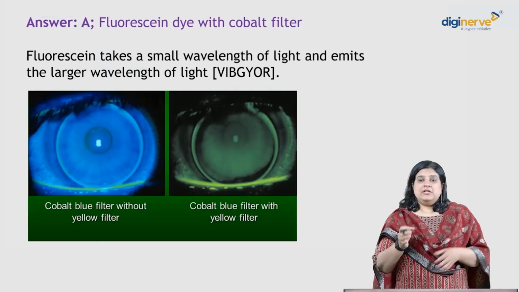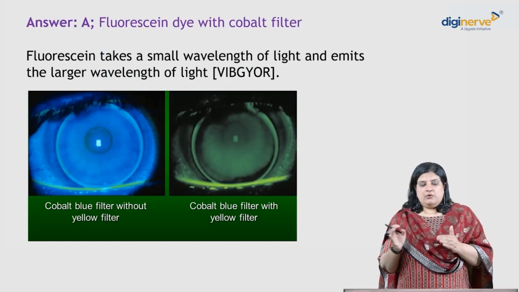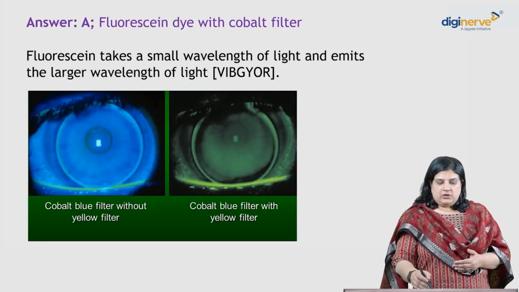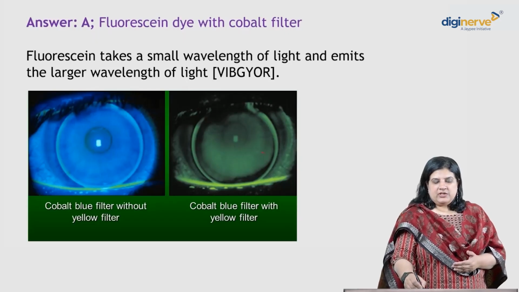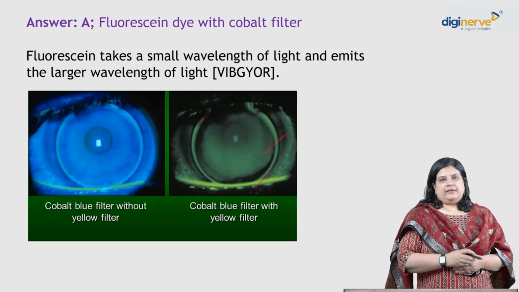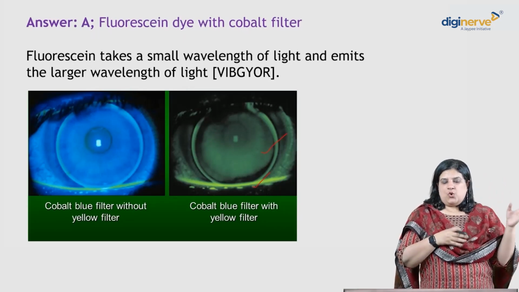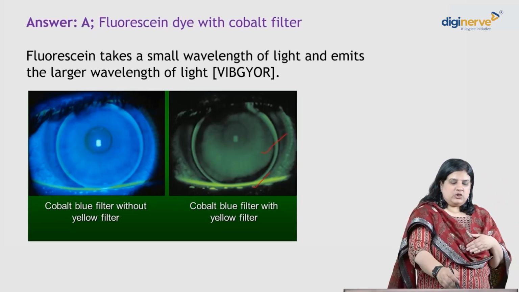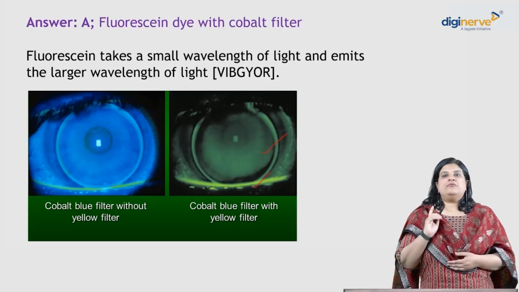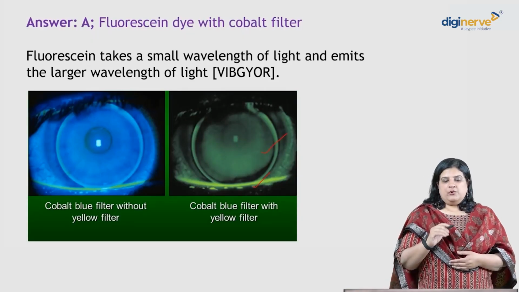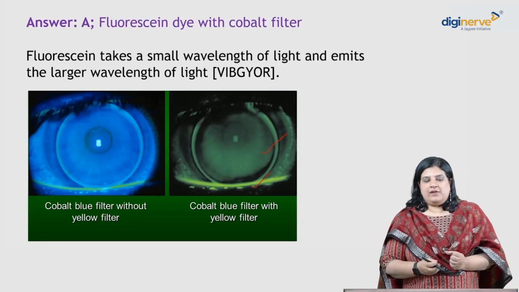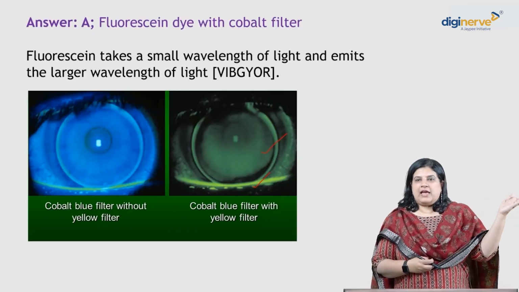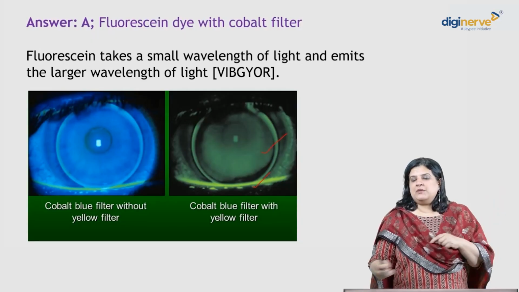You can also have the same scenario using a yellow filter. So this is a cobalt blue filter on top of which a yellow filter has been put, and you can see that here the image that you will see is green and green. So if you have two greens, it is cobalt blue filter with yellow filter, and if it is just blue, then it is cobalt blue filter without the yellow filter using the fluorescein dye. Now remember that the fluorescein takes a small wavelength of light and emits a larger wavelength of light. Remember your VIBGYOR and you will be able to answer this question in a better manner.